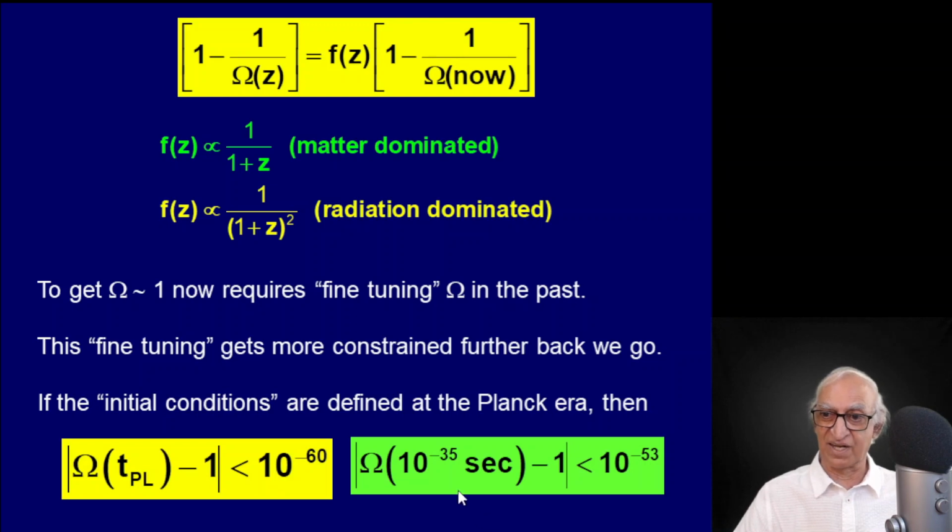Well, if you look at a little later time, when the universe was 10 to the power minus 35 seconds, then omega minus 1 at that epoch must have been less than 10 to the power minus 53. So whichever epoch that you look at, you have a serious problem. In order to have an omega today, which is very nearly 1, you must have had an omega which was almost 1 when the universe was born.